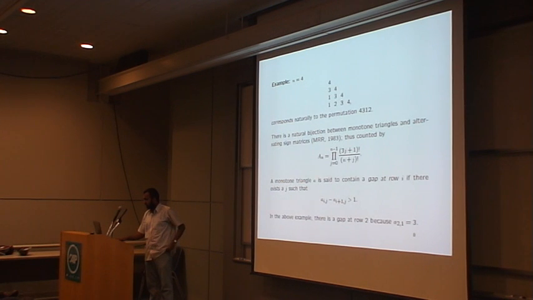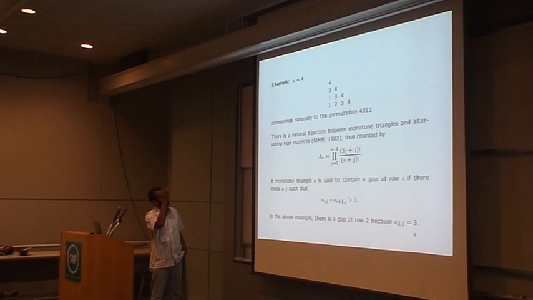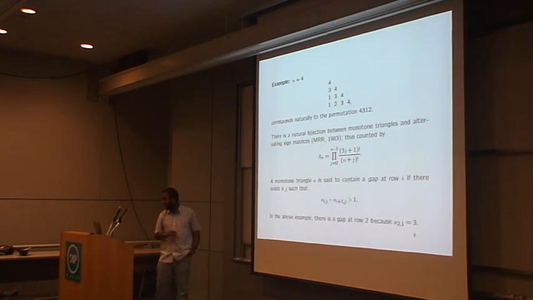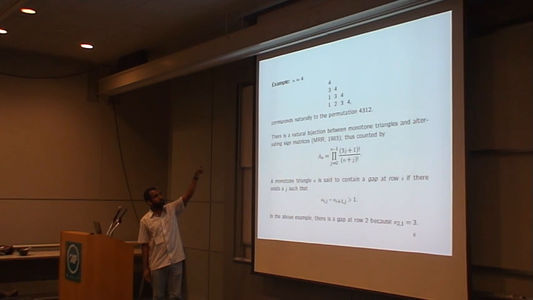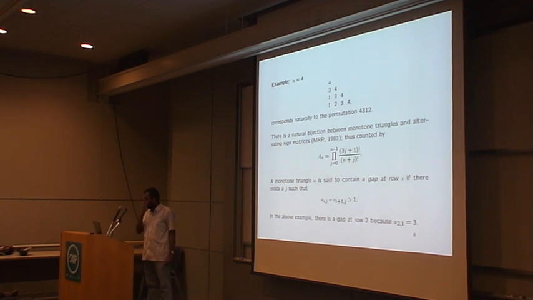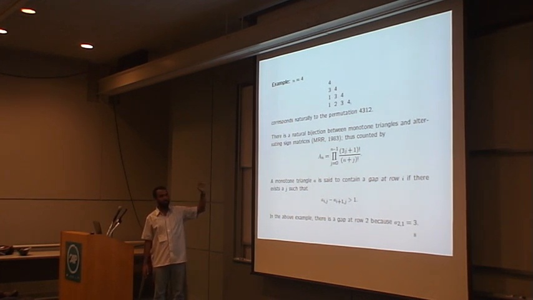Here is an example. I have 4; 3, 4; 1, 3, 4; 1, 2, 3, 4, and this corresponds naturally to the permutation 4, 3, 1, 2. Basically, what I do is look at the new entry in each row, and that is the next element of the permutation. Clear? Permutations, of course, correspond to only a subset of monotone triangles. Right now I'm just talking about them.